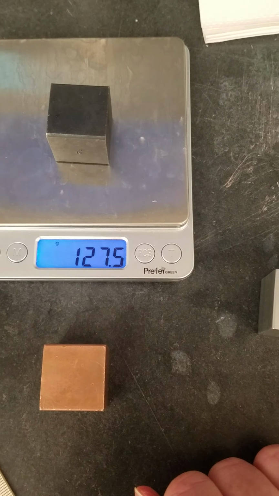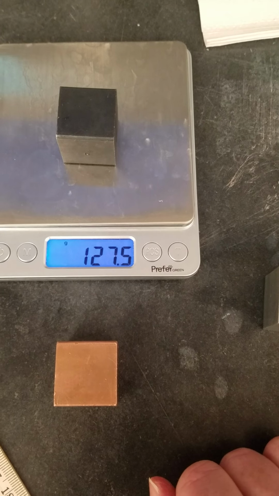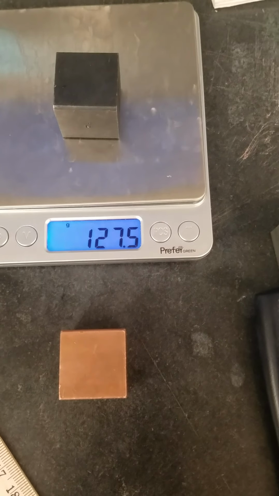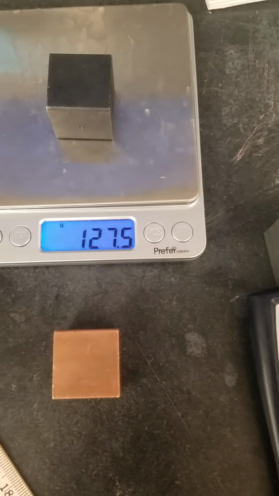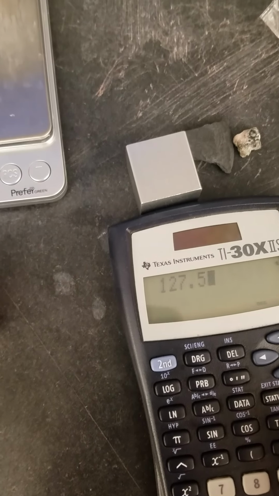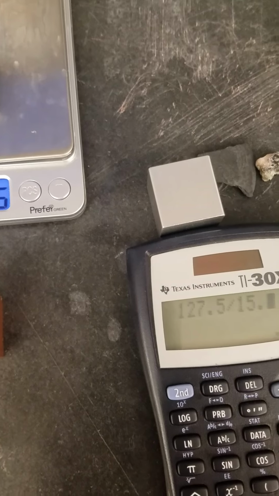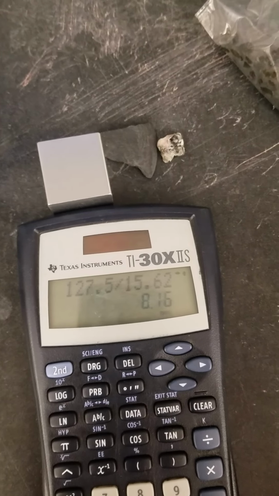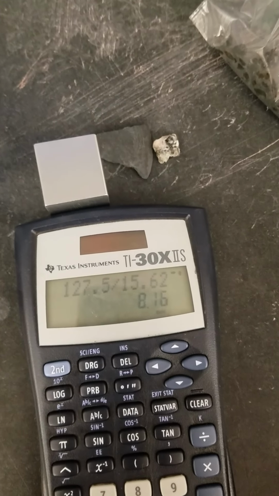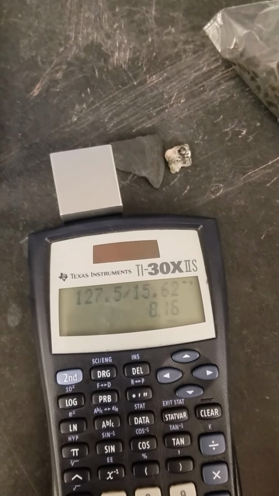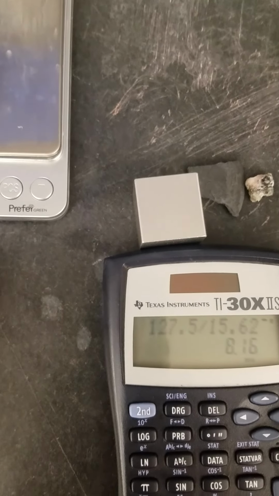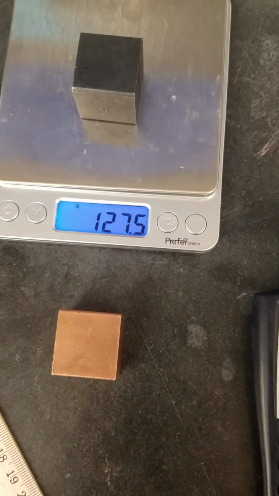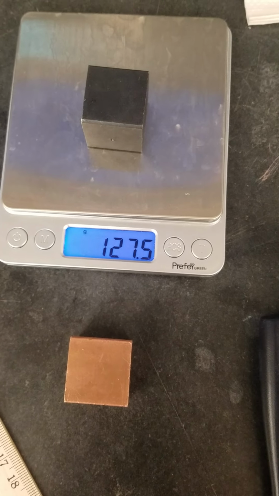Now the way that we calculate this to get the exact answer is we say 127.5, just on the iron here. 127.5. And then we're going to divide it by the 15.625, which gave me 8.16, and that will be grams per cubic centimeter. And so that gives me the density of iron. And so I would do this on each of the objects. And the complete answers for the data will be listed under notes, so you can get that copied.